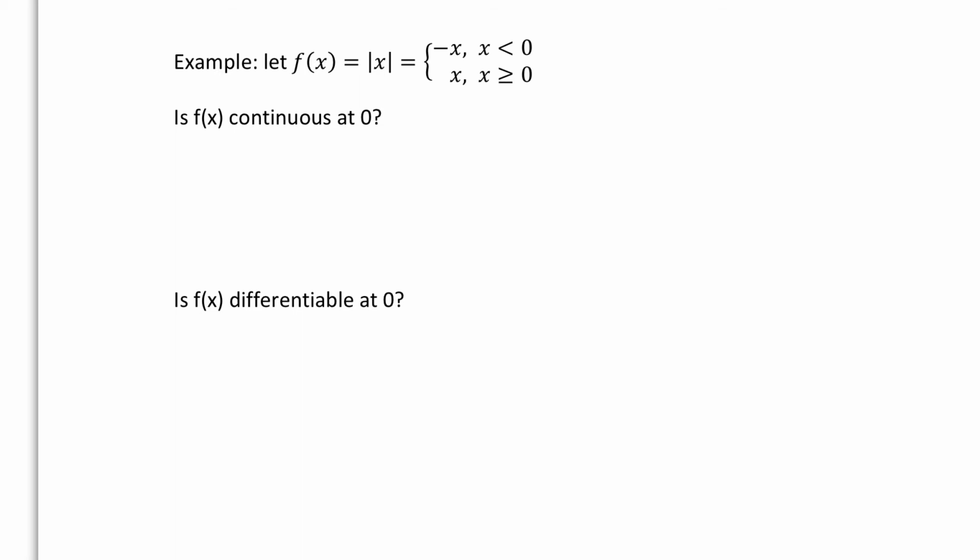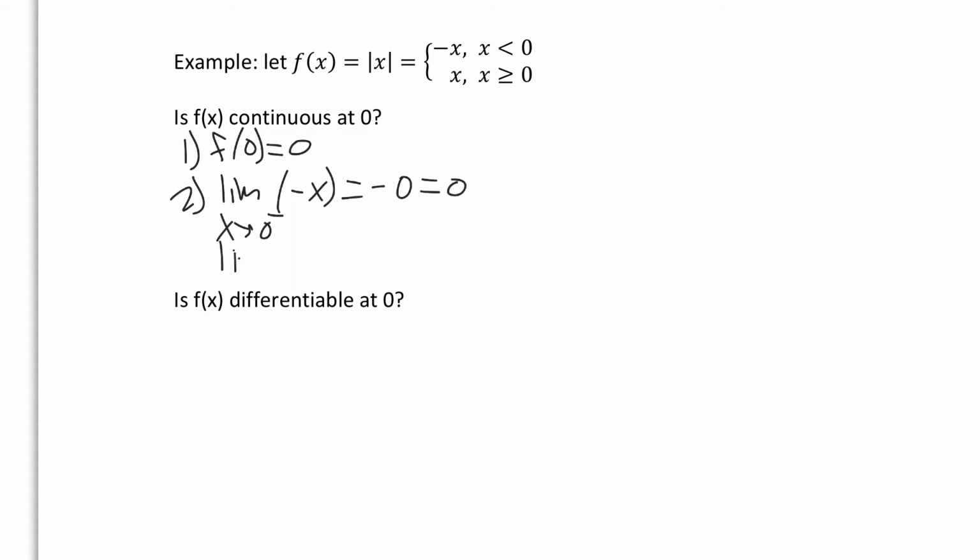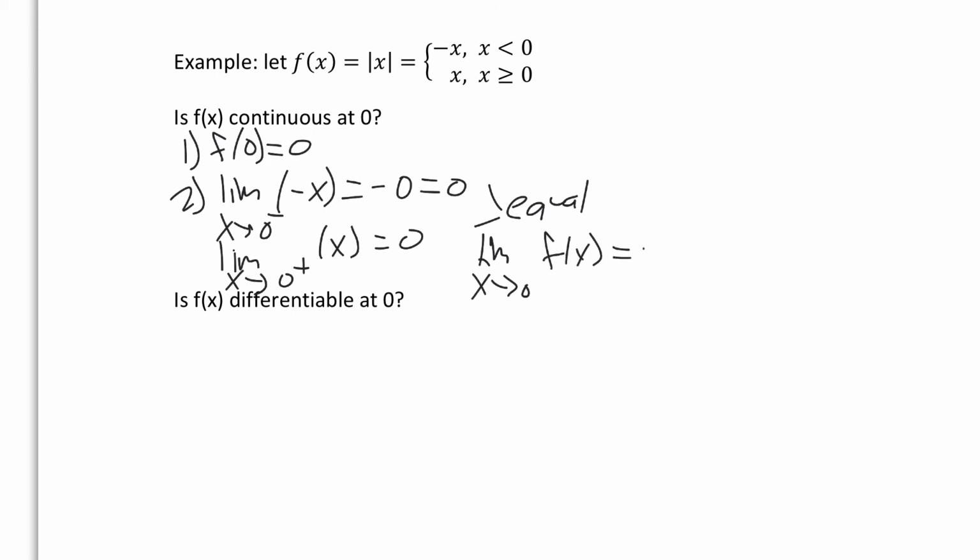So we're going to find, of course, step 1, f of 0, which is equal to 0. Step 2, we'll do the limit as x approaches 0 from the left. That means we'll take negative x, which gives us negative 0. Of course, negative 0 is just 0. Let's do the limit as x approaches 0 from the right, which will just give 0. So clearly these are equal, and the limit as x approaches 0 overall of f of x, in our case absolute value of x, is equal to 0.